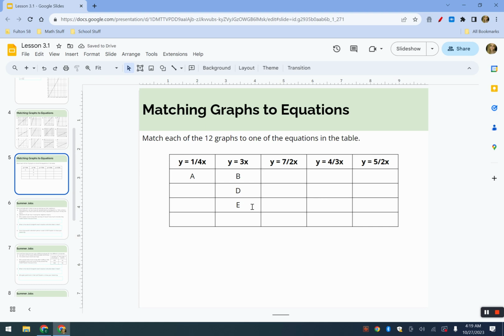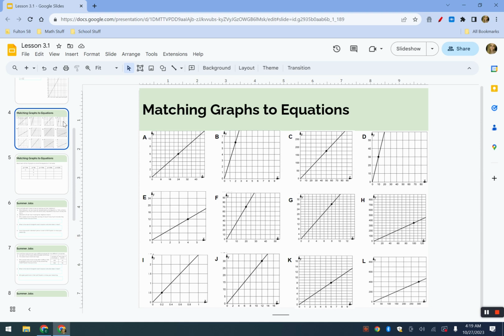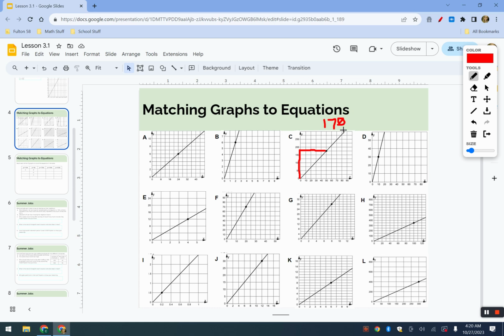Now let's look at the ones that are 7/2. So we actually have 4 of those. So the first one is going to be C. So for this one, we go up 175 and over 50. Both of these numbers can be divided by 25. 175 divided by 25 is 7. 50 divided by 25 is 2.